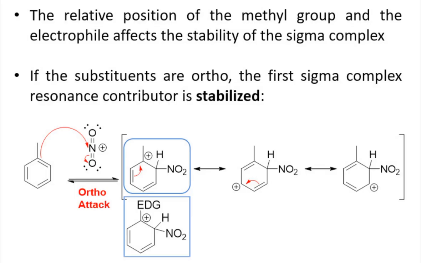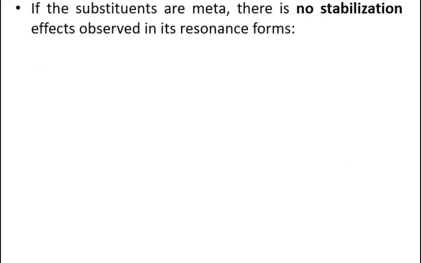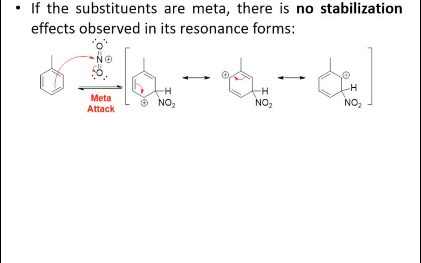So this is why having an ortho placement of that nitro group is favored, because we have one of our sigma complexes that gets additional stabilization by having that formal positive charge directly on the carbon where we have an electron donating group. But what if we have a meta attack? There's our toluene, and we're forming that bond to the nitrogen at the meta position relative to the methyl. And we would get these 3 corresponding sigma complexes.